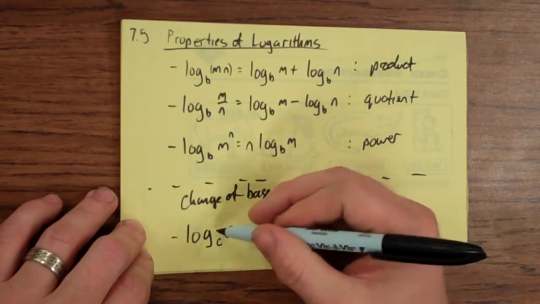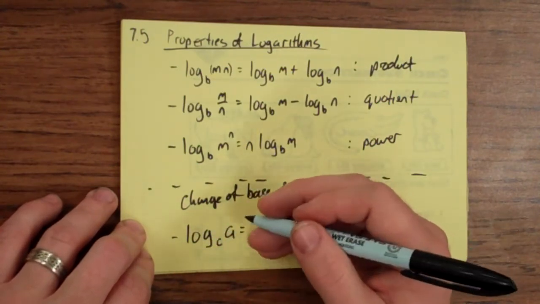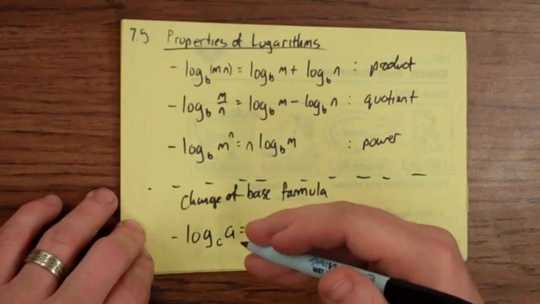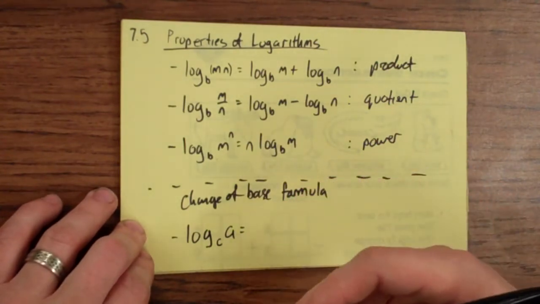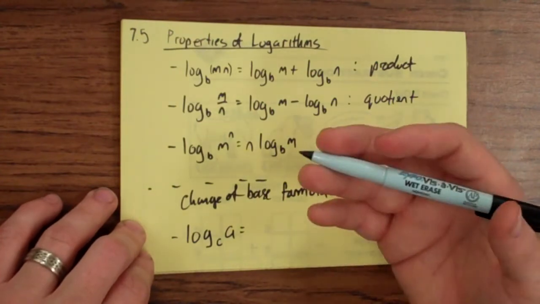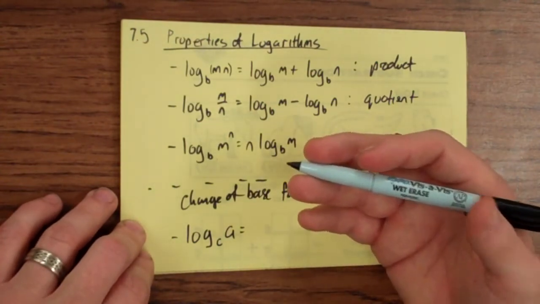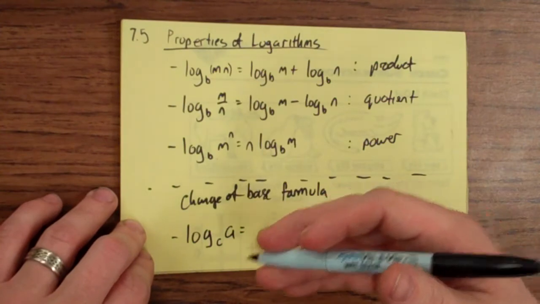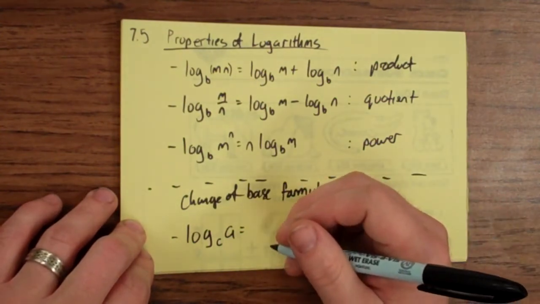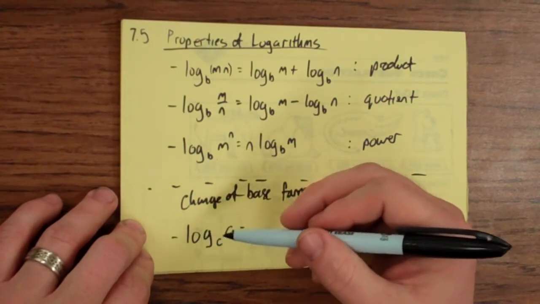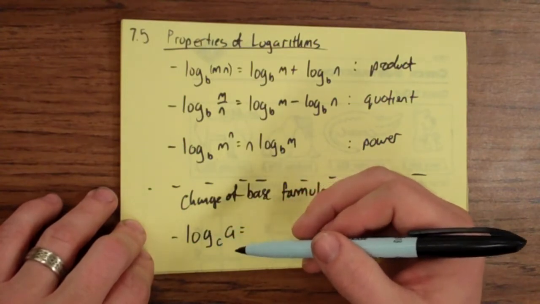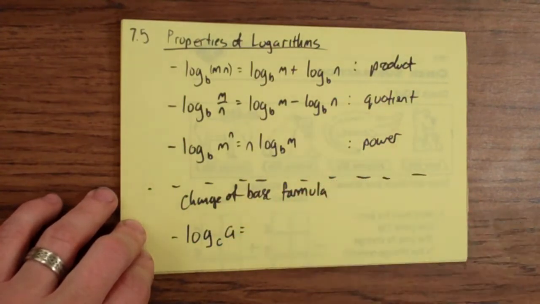Okay. This is very useful when we want to put a log that we are not sure of into our calculators. If I had log base 5 of 13, I don't know the power of 5 that gives me 13 offhand. I would like to be able to use my calculator to calculate it, and we can do that. We just need to use the change of base formula. Remember that our calculators cannot do log base 5. They can do log base 10 and log base e, the common log and the natural log.